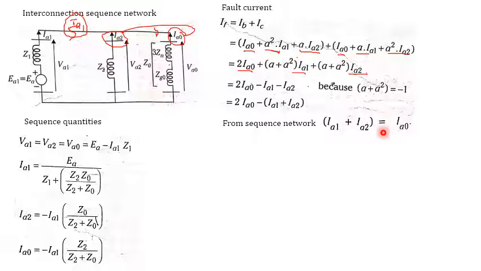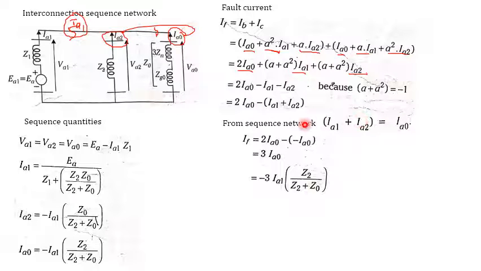Okay, so from this we can write IA1 plus IA2 is equal to IA0. That is nothing but IA1 plus IA2 can be written as IA0. Okay, it is the value of, not the plus, this is the value of minus IA0. So this equation can be written as minus of minus, this is going to plus, so we will get 3 times IA0.